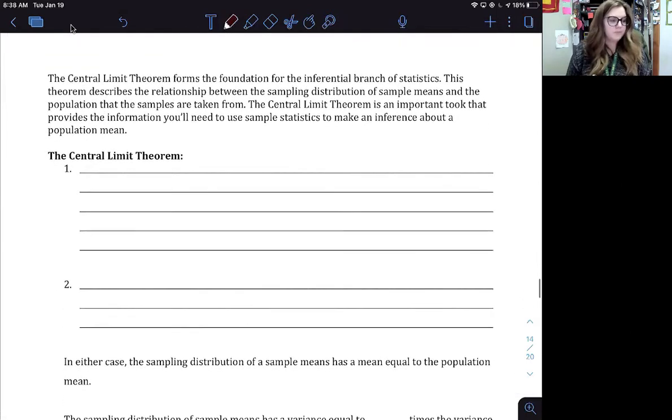All right. So now that we've looked at that, we can then look at the central limit theorem. The central limit theorem forms the foundation for the inferential branch of statistics. This theorem describes the relationship between the sampling distribution of sample means and the population that those samples are taken from. The central limit theorem is an important tool that provides the information you'll need to use sample statistics to make an inference about a population.